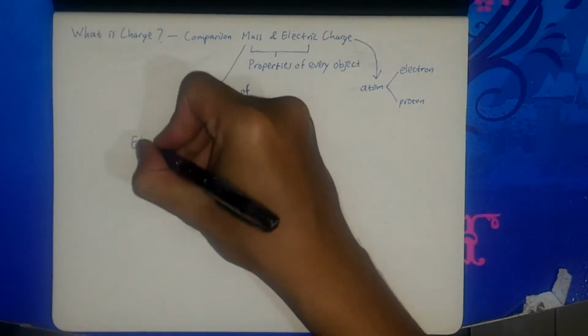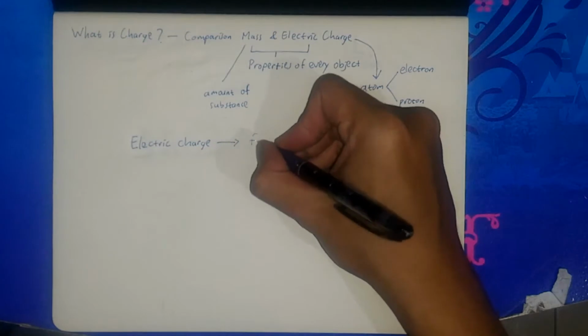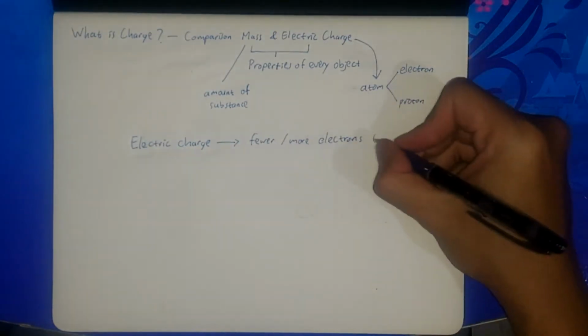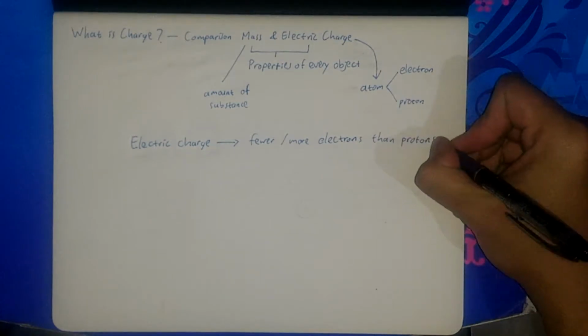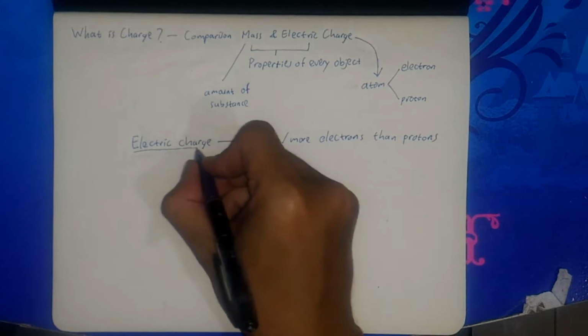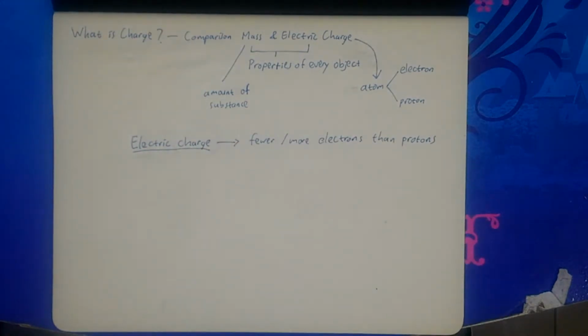So I would like to define the charge of an object as a characteristic of an object that expresses how the object has fewer or more electrons than protons. Somehow, I like this definition because it helps me to think about charge in terms of the difference in the amount of protons and electrons. And I think this will help us a lot before we learn and use the standard unit for the charge later on.